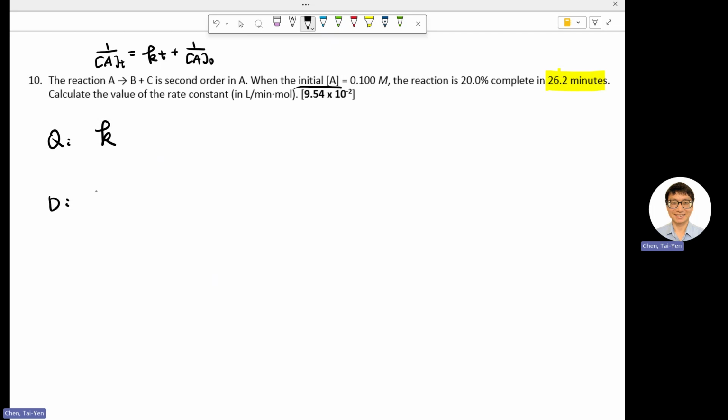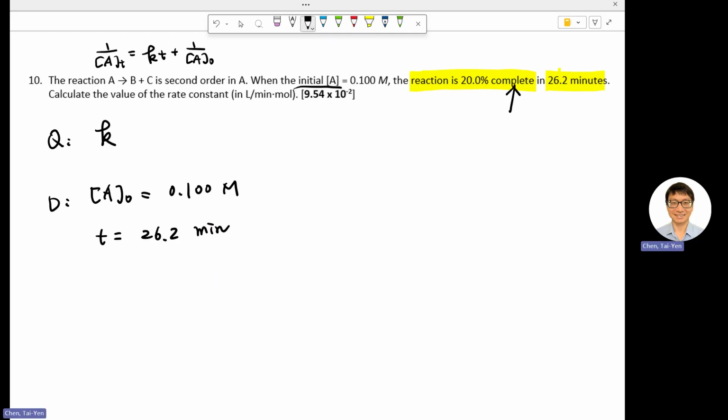The initial A means your A0 equals 0.100 M. Okay, T is 26.2 minutes. Okay, what else do you have? Okay, so there's actually a sentence like this. I want to highlight this. So it says the reaction is 20% complete, right? So let's highlight this word, complete.